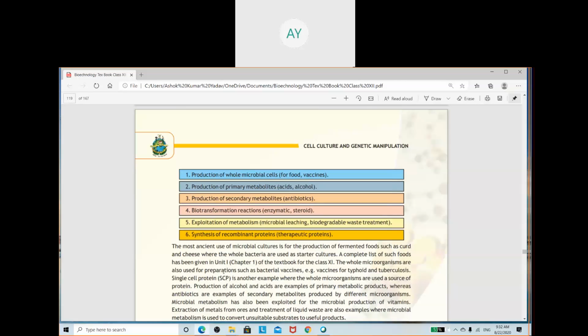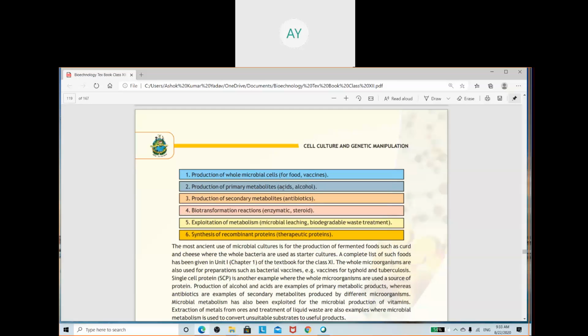So generally we produce compounds like alcohol, acids, vitamins like vitamin C or citric acid or vitamin B12. These are the chemicals produced through the exponential growth phase, that is the log phase. I think all of you have seen the exponential growth phase. That is the concept for production of primary metabolites. So with the help of bacteria through fermentation, many bacteria are involved for production of different types of chemical compounds.